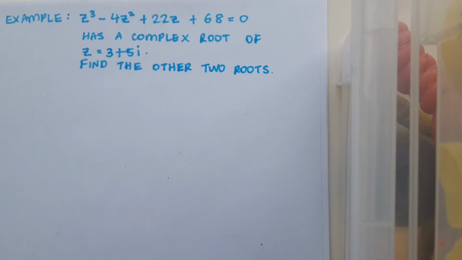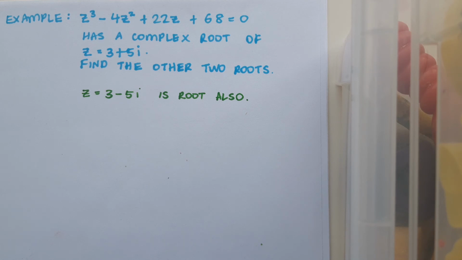Here's a second example. In this case, my cubic has a complex root of z equals 3 plus 5i, and I want to find the other 2 roots. Pause the video at this stage and see, can you make an attempt at this yourself? Okay, so note that first of all, I can see that my cubic's coefficients are all real. That lets me know that I definitely have complex conjugate roots. So straight away I know that z equals 3 minus 5i is a root also.